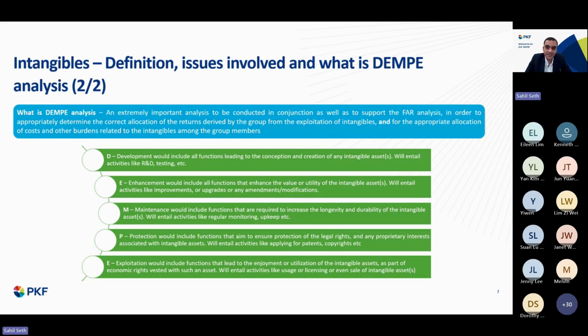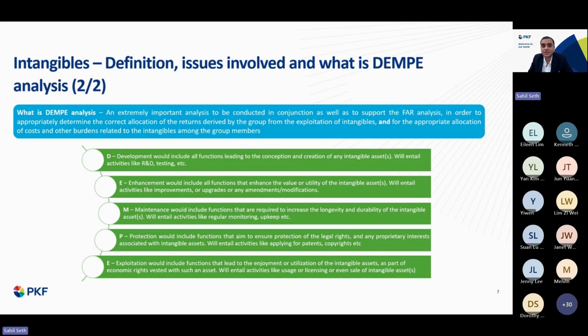So to begin with, D stands for development, and that's, I would say, giving the birth to the intangible assets. That is the creation and conceptualization of the intangible asset. Generally, it entails activities like research and development, testing, strategy building, planning, etc. So that gives the origin of the intangible. It will involve heavy technical infrastructure cost towards the creation of that intangible. So as the name suggests, it's related to the development of the intangible.